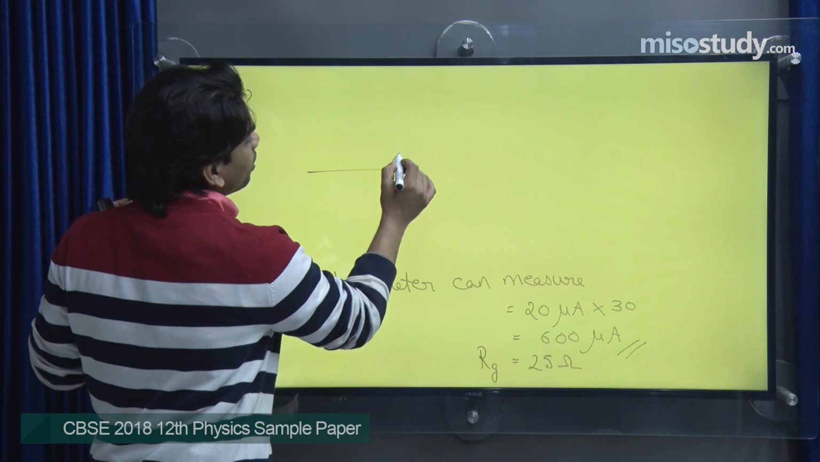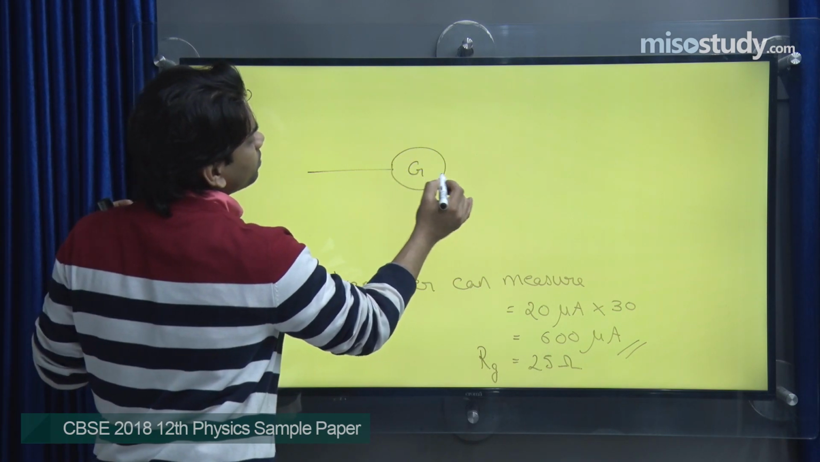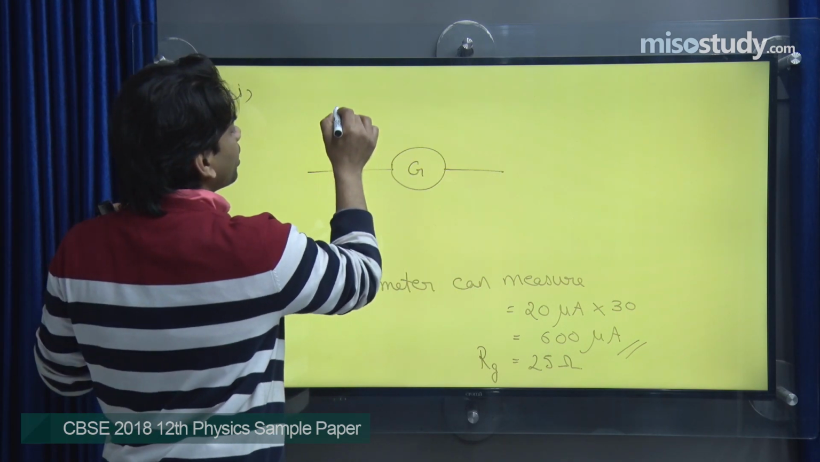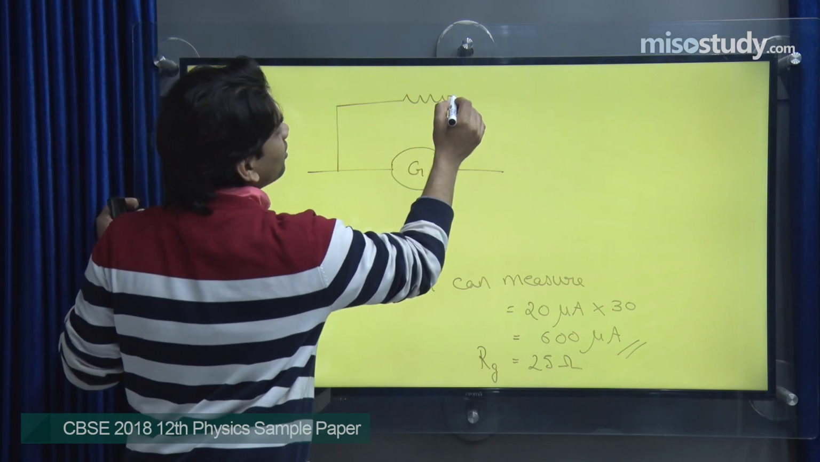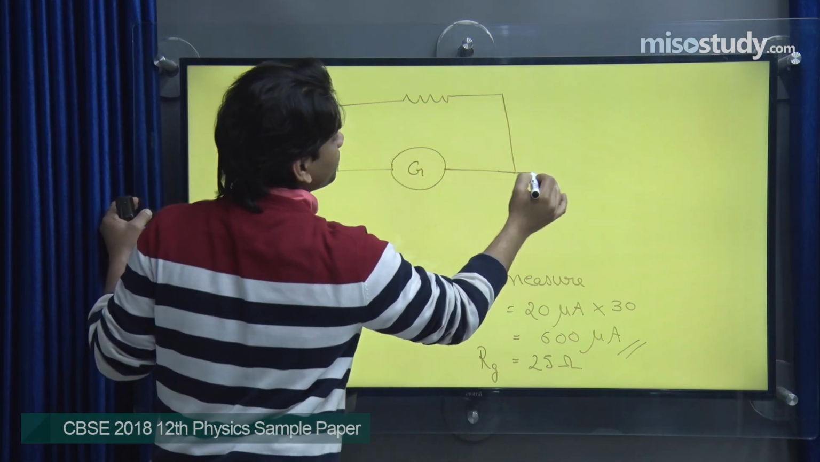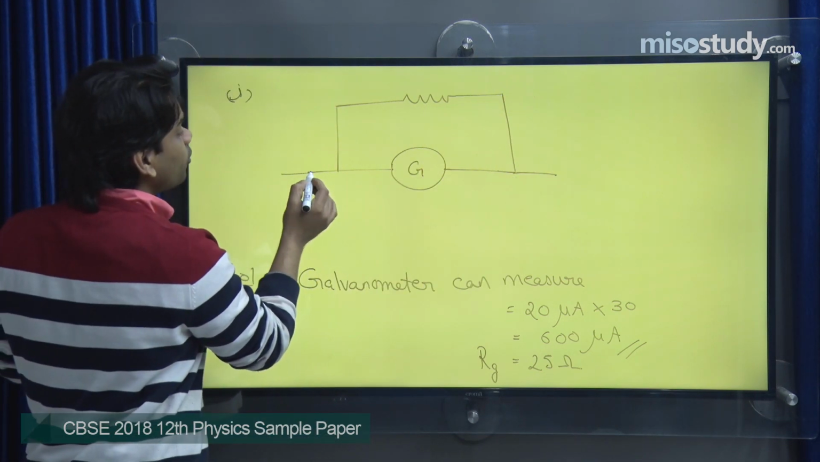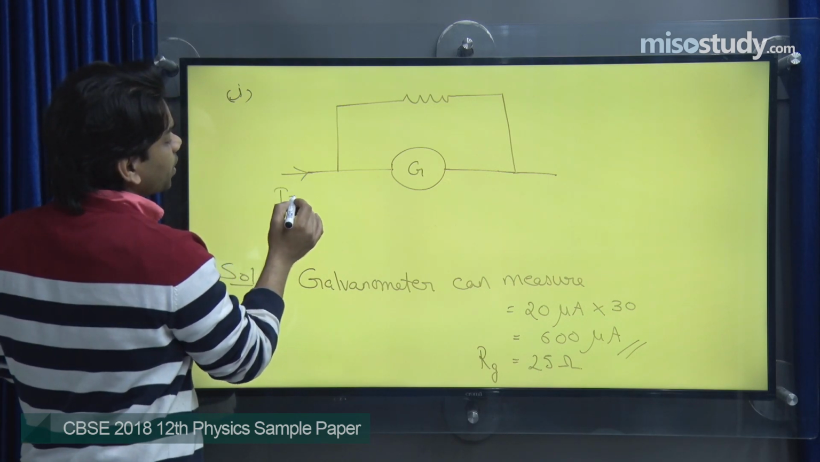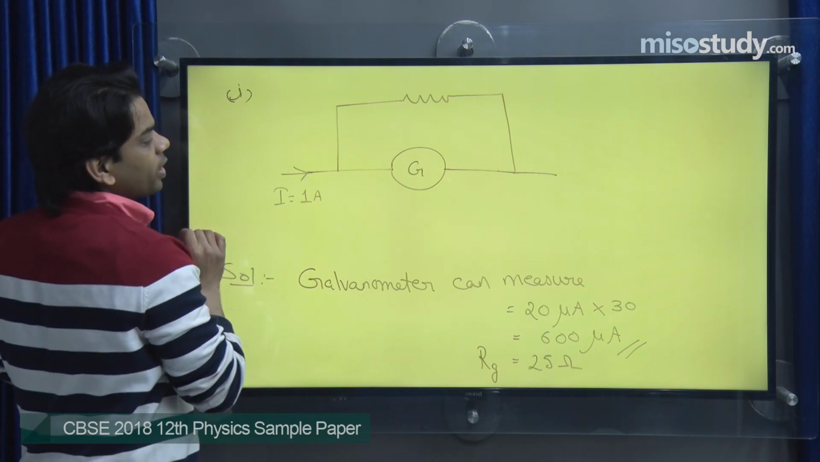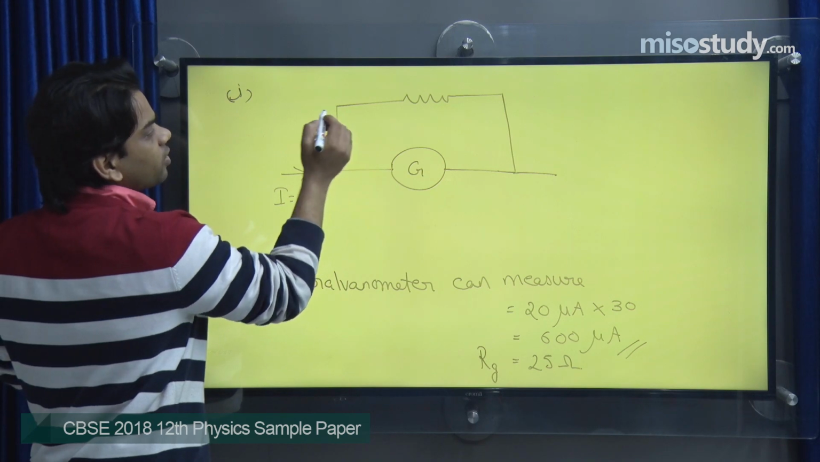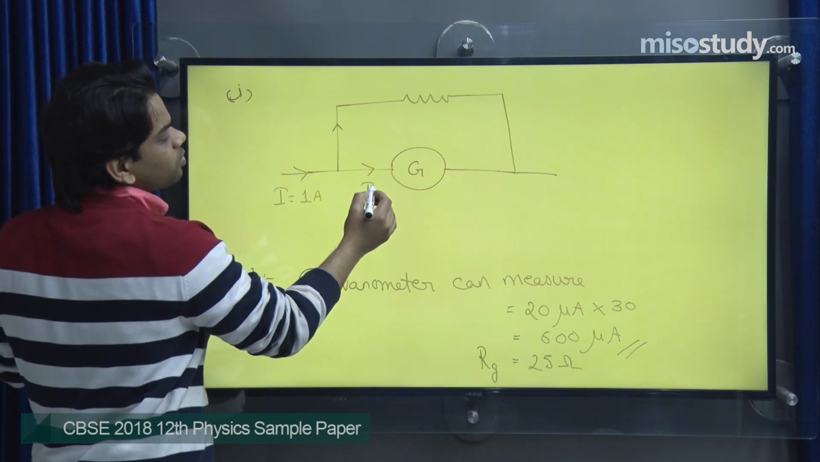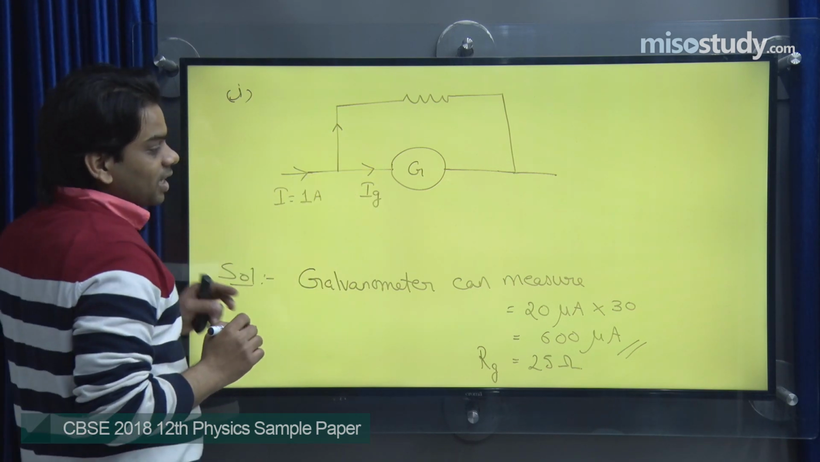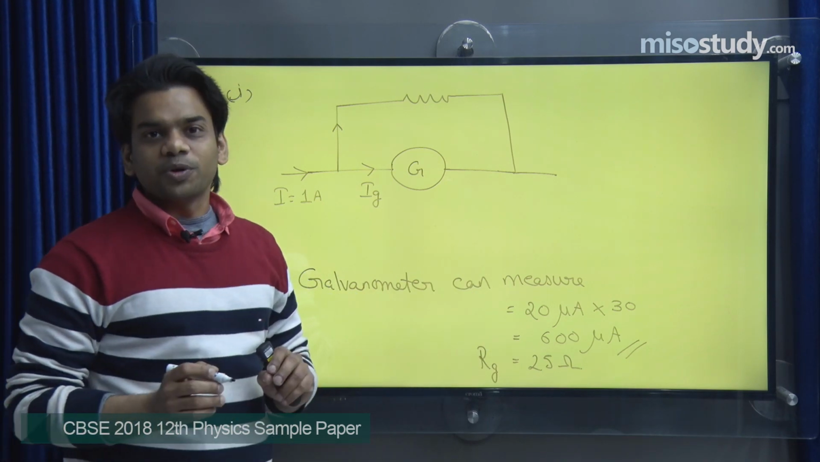So we have to make a connection somewhat like this. Is the galvanometer, and here we are connecting the shunt. Now you have to measure 1 ampere, that is, current can flow, that is 1 ampere. So current should break from here, this point. The maximum current, I am marking this as Ig, and that is actually equal to 600 microampere.